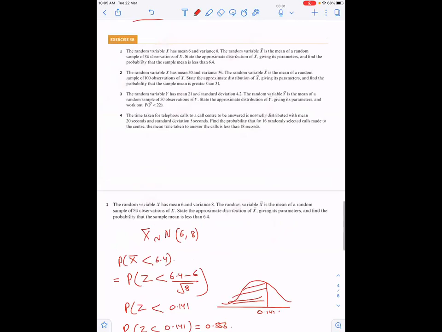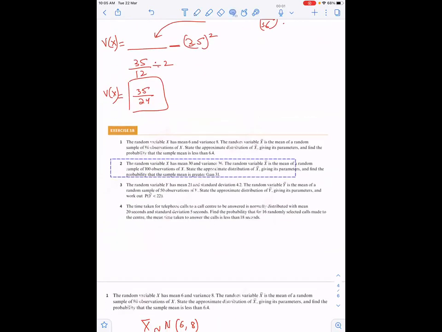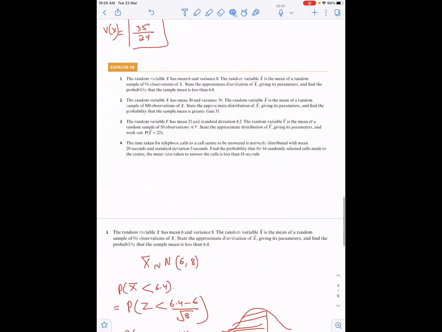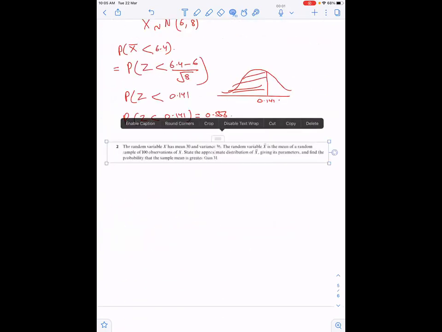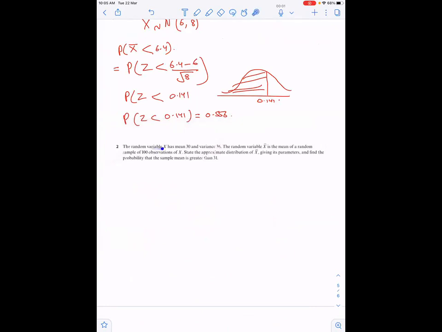Okay. Moving on to the second question. A random sample X has mean 30 and variance 36. The random variable X is the mean of a random sample of 100 observations of X. State the approximate distribution of mean of X, giving its parameters, and find the probability that the sample mean is greater than 31. So this has a normal distribution with mean.